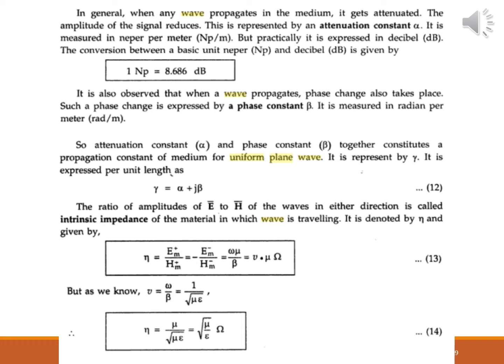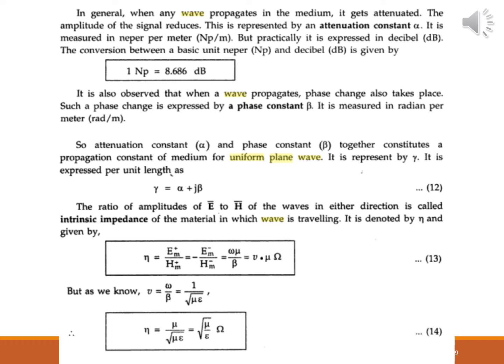So the first constant was the attenuation constant. The next constant is the change in the phase of the wave as it propagates, and that is given by your phase constant beta, which has a unit of radians per meter. So that is the second constant that you need to know, the phase constant beta, expressed in radians per meter.